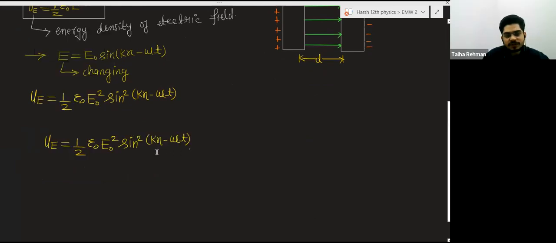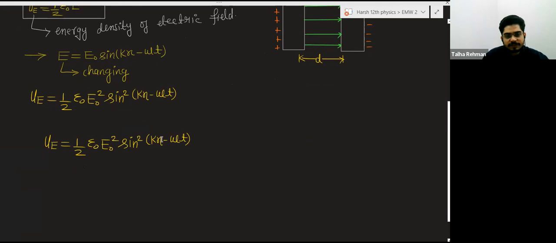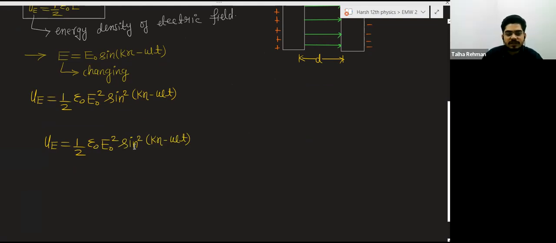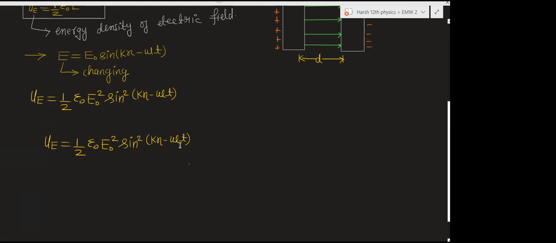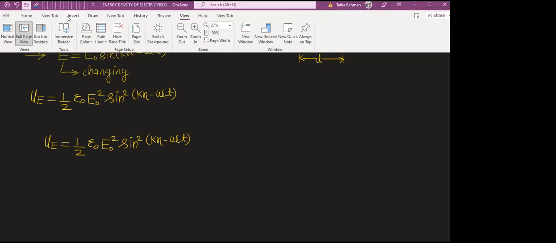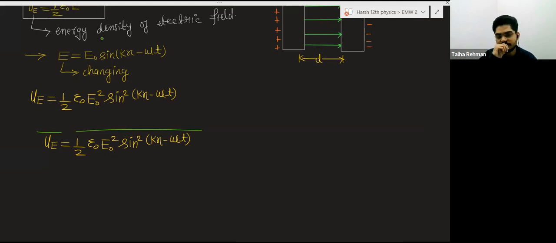Is this a constant value or a variable value? This is not constant because this sine is not constant; the angle is not constant. Epsilon naught is constant, E naught is constant, but sine(kx minus omega t) is not constant, because the electric field is a function of x and also a function of time. So what we will do is take the average. I represent it like this, with a bar. Earlier also we have calculated the average.